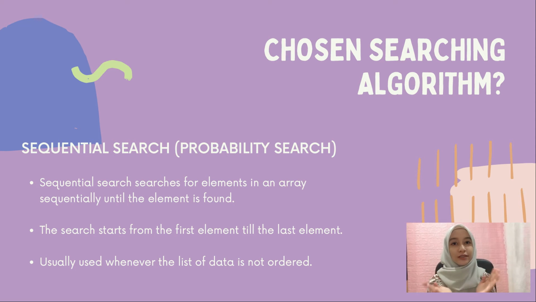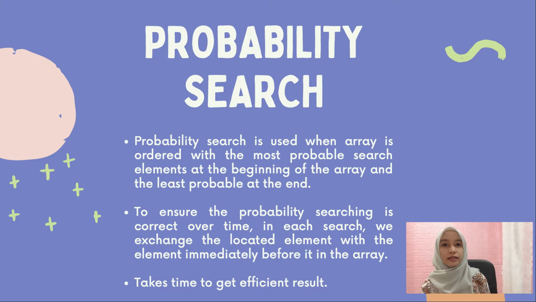So, how does it work? Sequential search starts at the beginning of the list and continues until the target is found or the end of the list is reached. Next, there are three variations of the sequential search: sentinel search, probability search, and ordered list search.